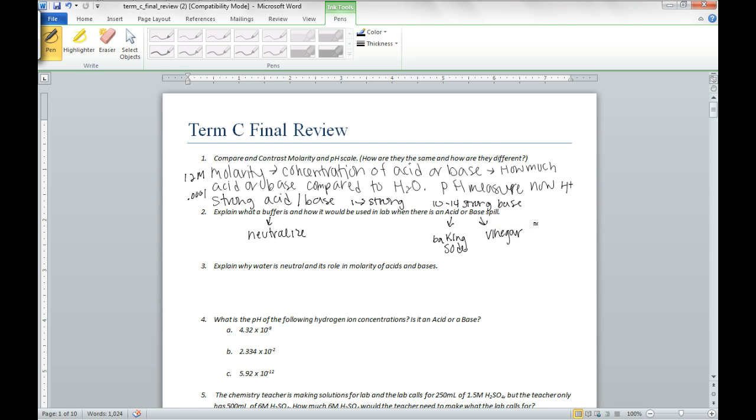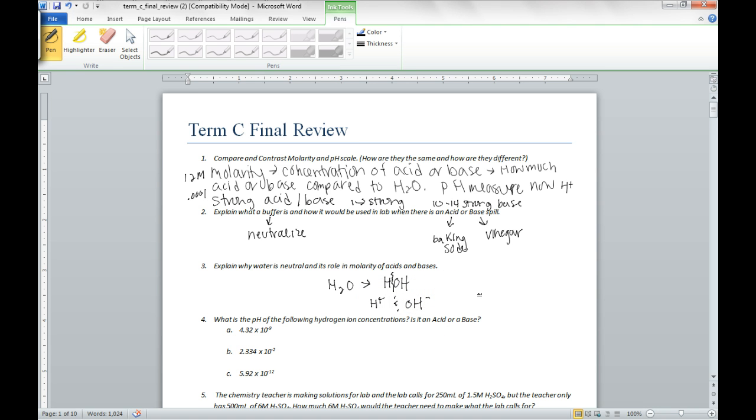Explain why water is neutral in the role of molarity of acids and bases. The reason water is neutral is that if we break up water, which is H2O but can also be written as HOH, into its ions, it's going to be H plus and OH minus. Whenever we break that up, we're going to have equal amounts of H plus ions and OH minus ions. So that's why it is neutral.